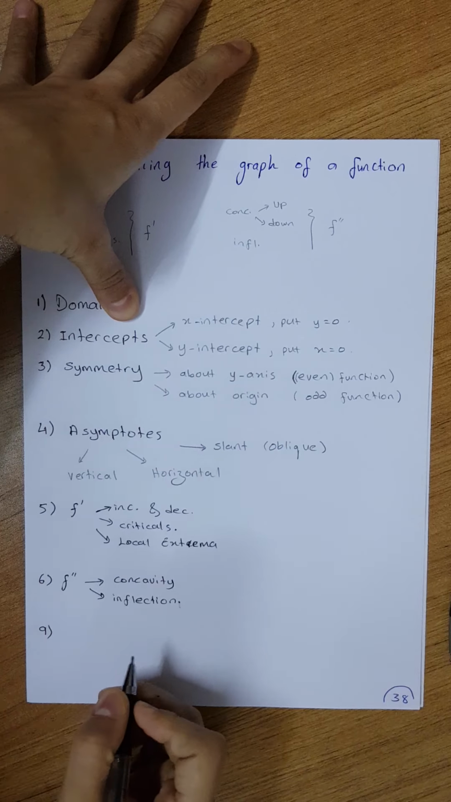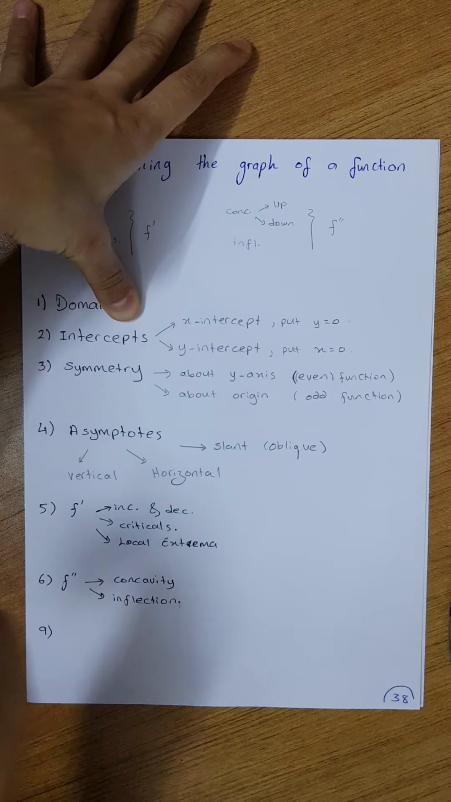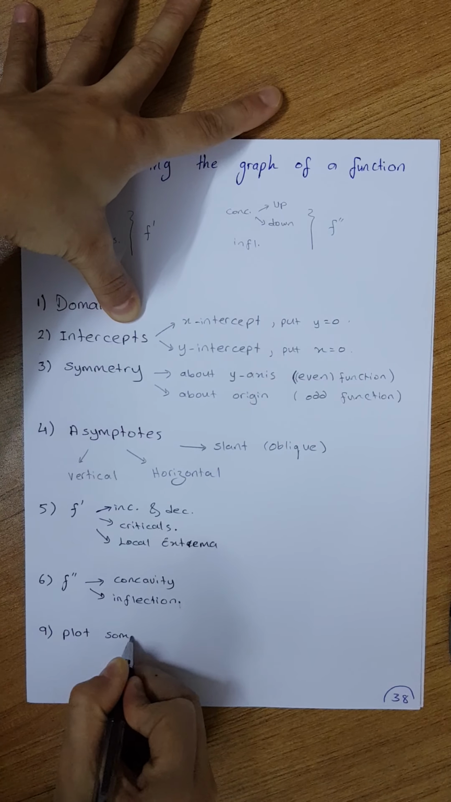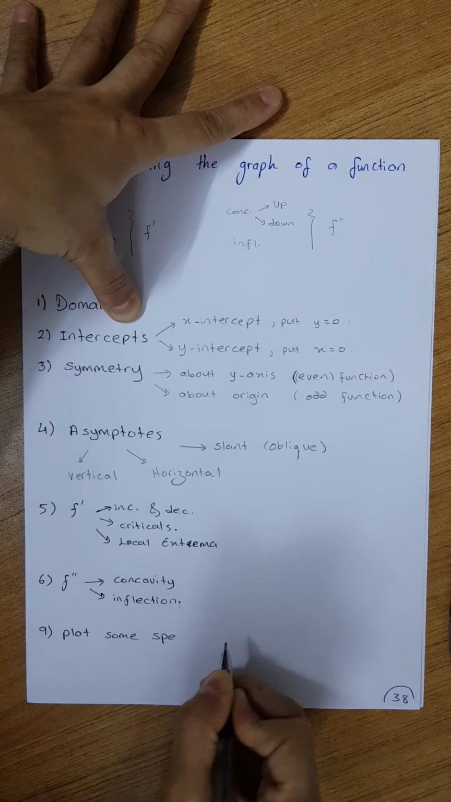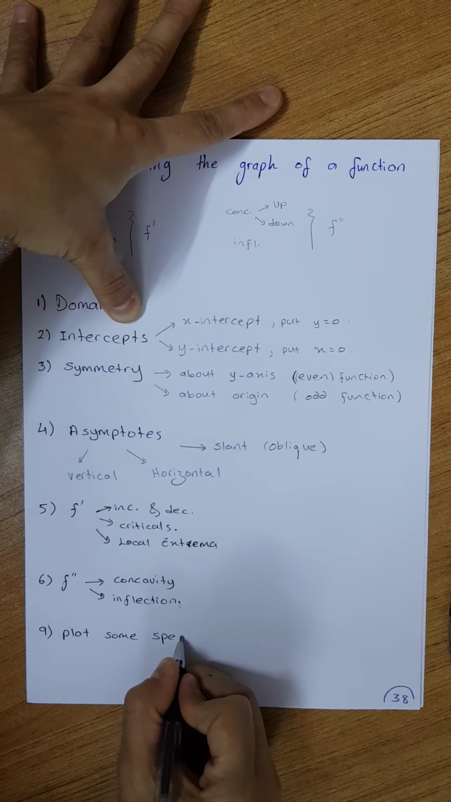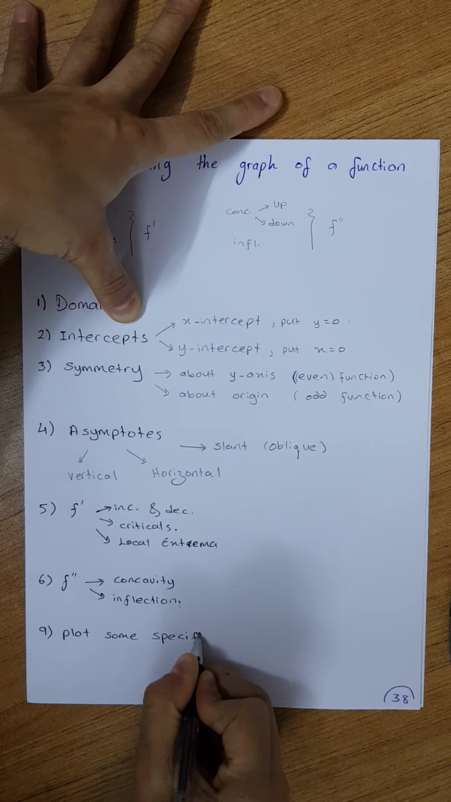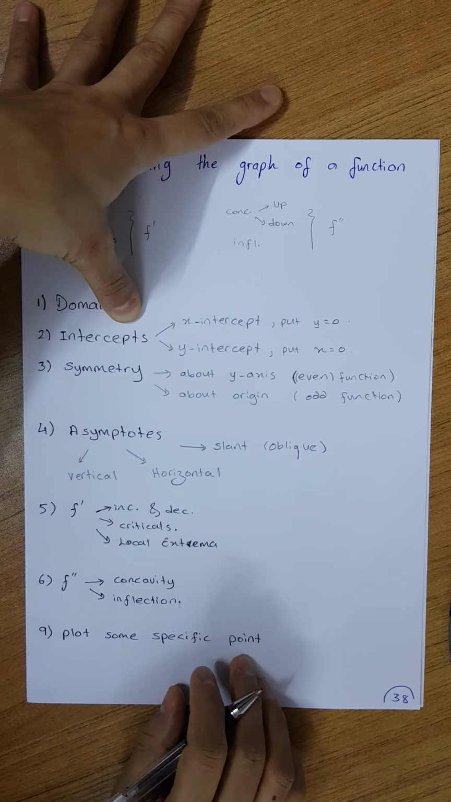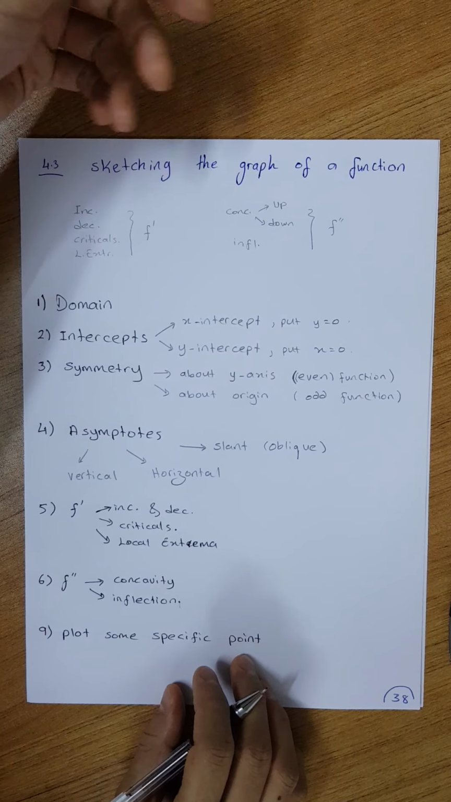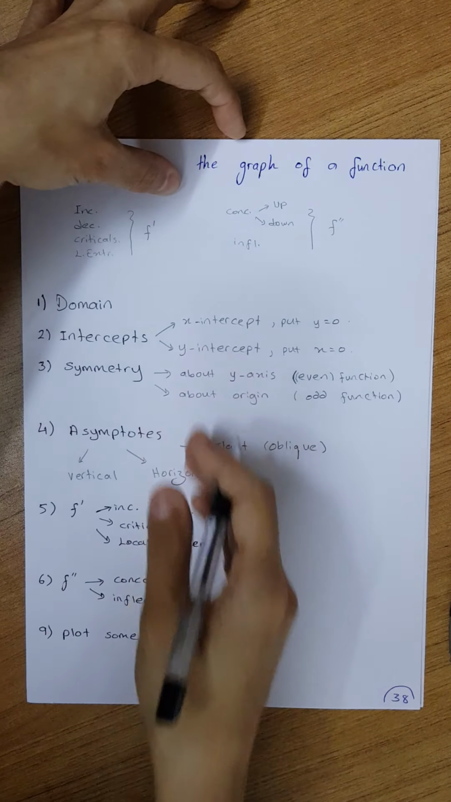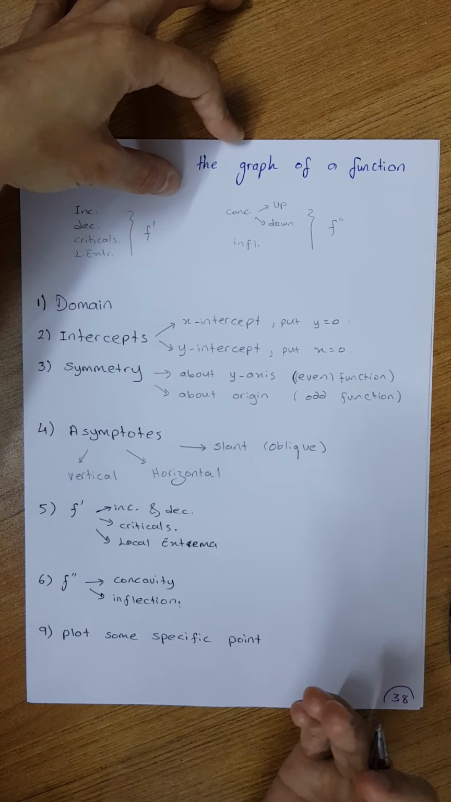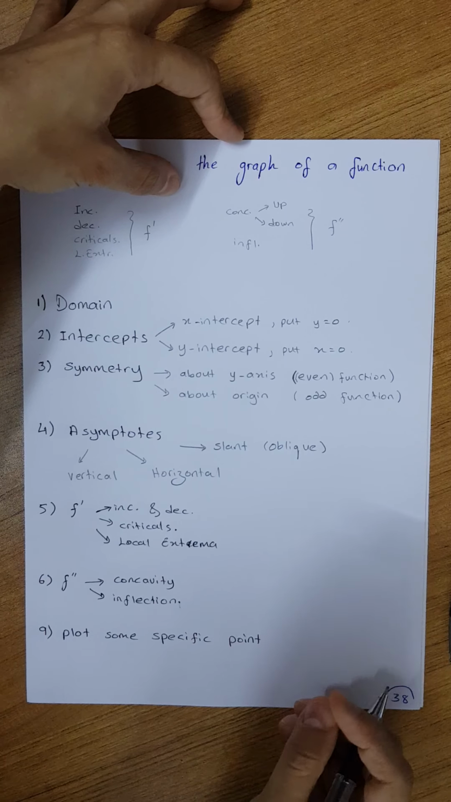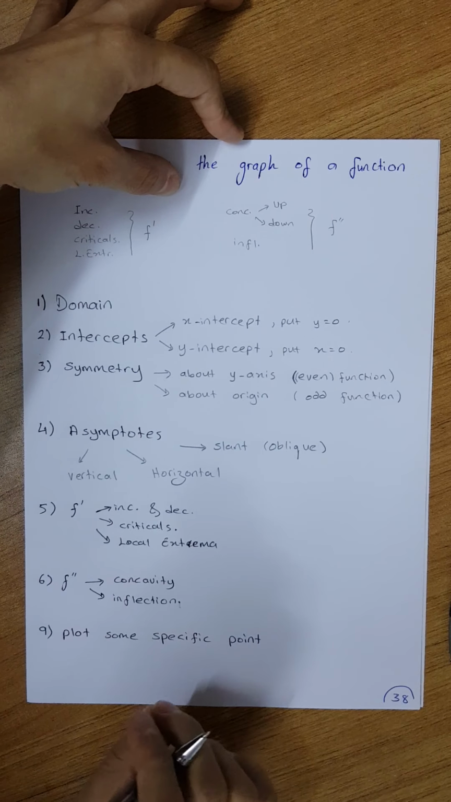Then find or plot some specific points. What does that mean? Plot some specific points on the Cartesian coordinate. Of course, when we are sketching the graph of a function, when you are doing those procedures, you have to sketch the Cartesian coordinate, and on the Cartesian coordinate we are plotting some points.